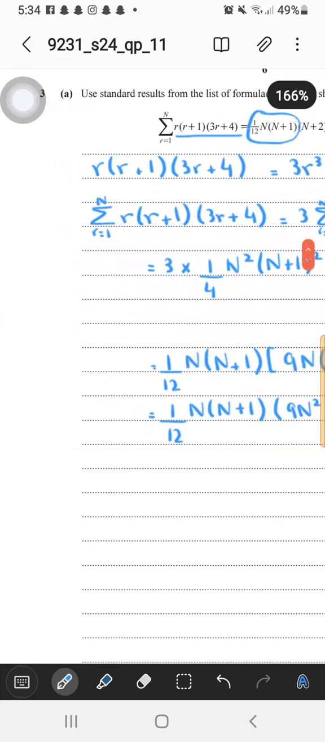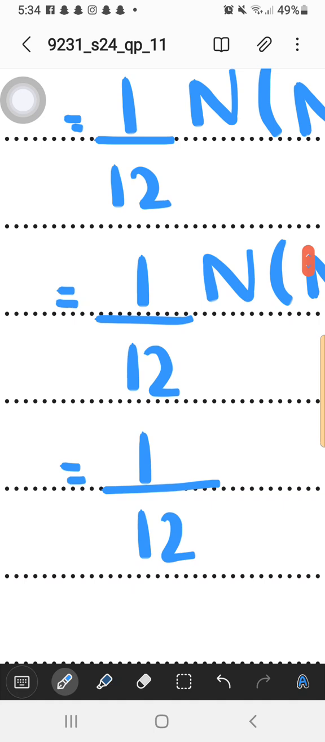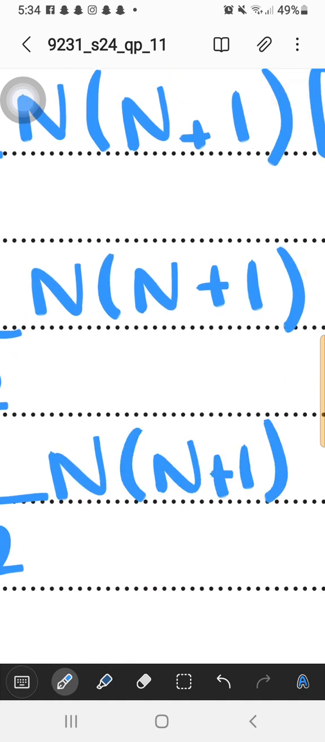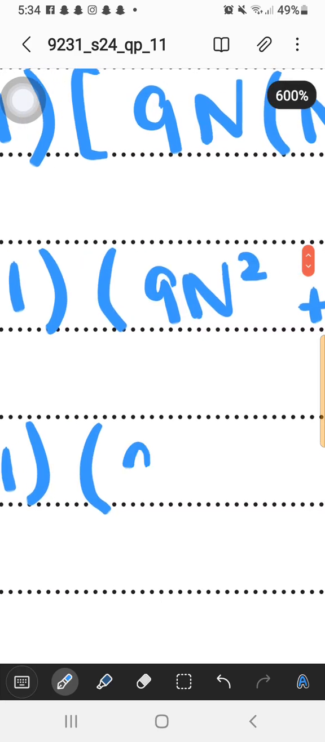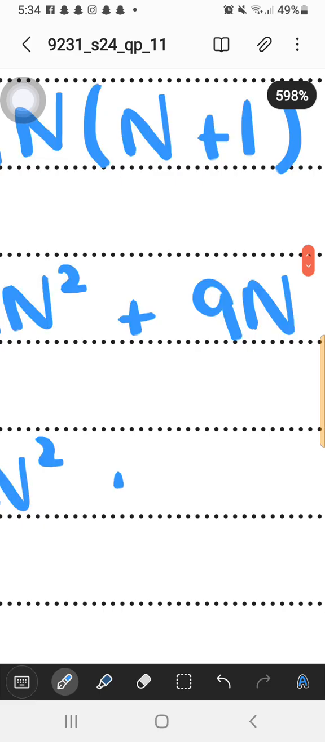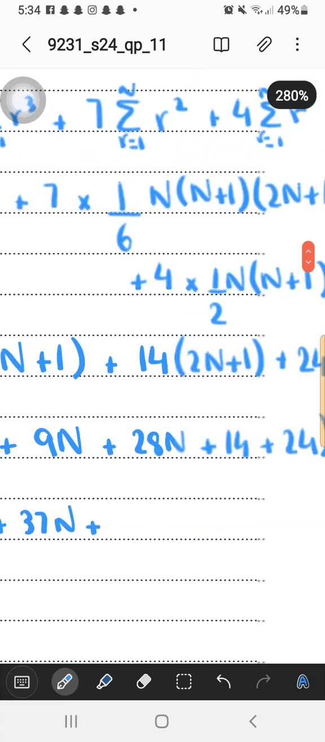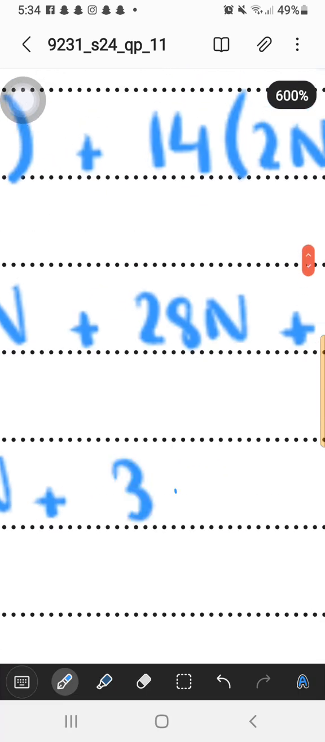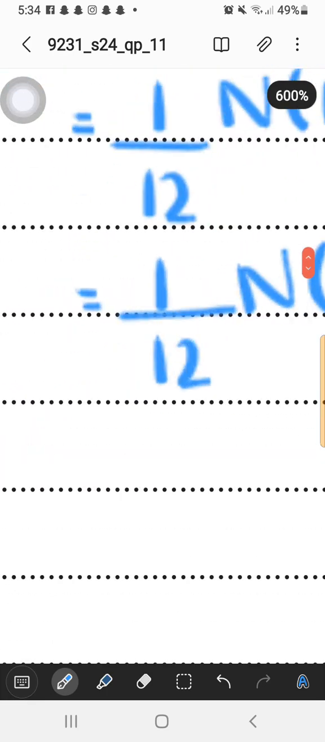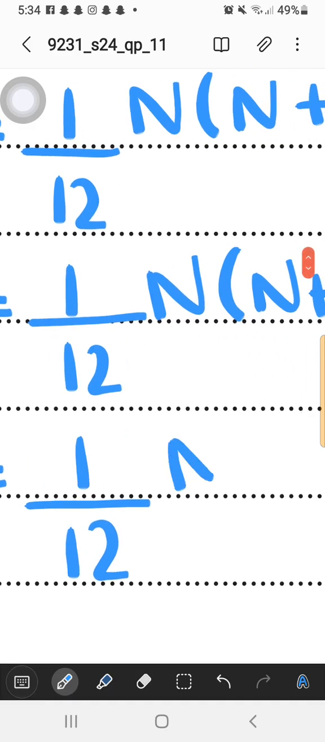Okay, so we are on the right way. This is 1 upon 12n, n plus 1, 9n square plus 9n plus 28n becomes 37n, plus 14 plus 24, it becomes 38. Okay, so do middle term breaking and we will get the factors here.